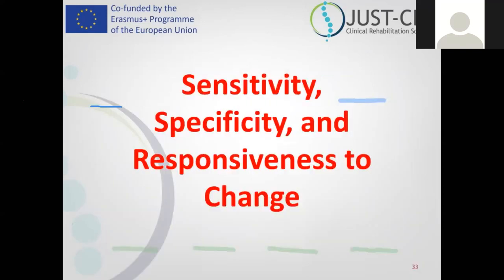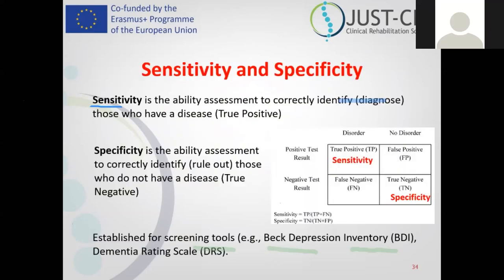We're going to talk about other psychometric properties of outcome measures, which include sensitivity, specificity, and responsiveness to change. So sensitivity and specificity are some of the properties that are established for screening tools mostly, which helps us identify or diagnose some of the health conditions, such as depression or dementia, for example.